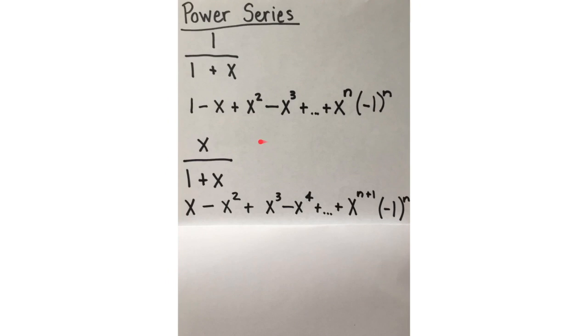Here's another example. X over 1 plus x. Here you can see your first term would be x, because that's a in the equation, and your r would be negative x again. Similar to the first one, here's your first term, x, and you would move on multiplying by negative x. X minus x squared plus x to the third minus x to the fourth.